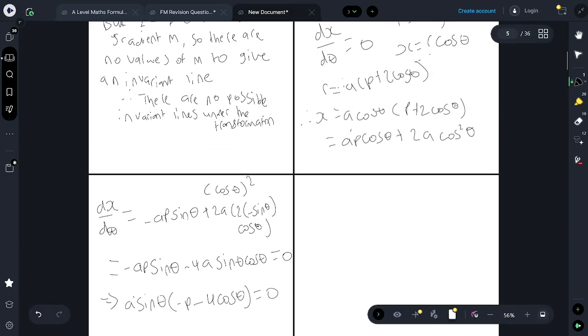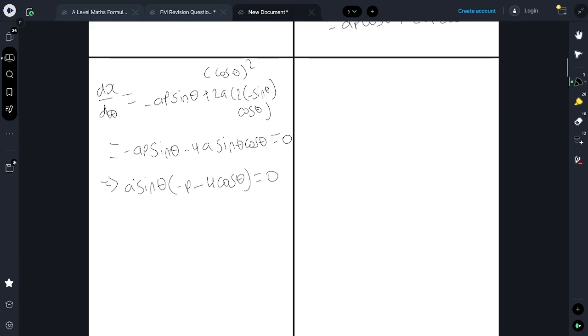Yes. So therefore, well, a sine theta is 0, so sine theta essentially has to be 0, or 4 cos theta has to be minus p. Therefore, cos theta is minus p over 4. Okay.